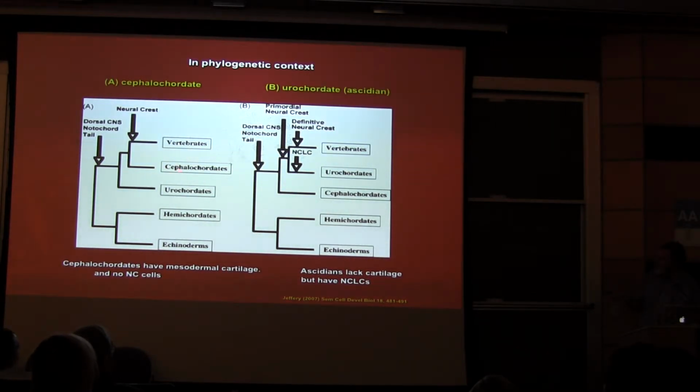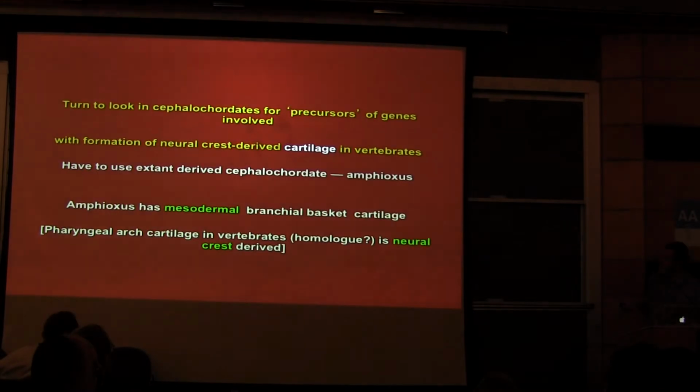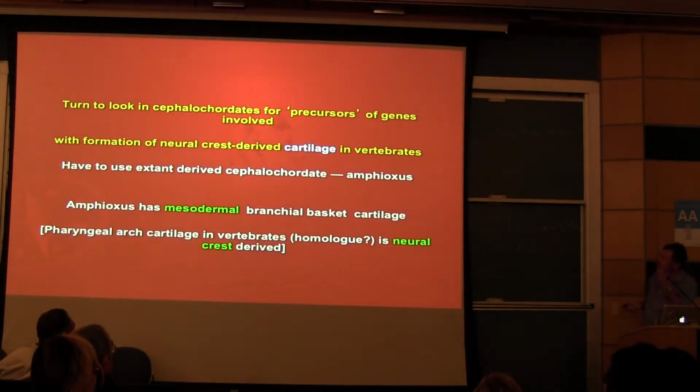Whereas if the scenario is that this is more like the vertebrate ancestor, then we have to look at the origin of neural crest cells at some stage after the cephalochordates gave rise to the vertebrates. Okay, so the way this has been looked at, and I'm just going to look at the Amphioxus studies, is to look for precursors of genes involved with the formation of a particular neural crest tissue, in this case cartilage.